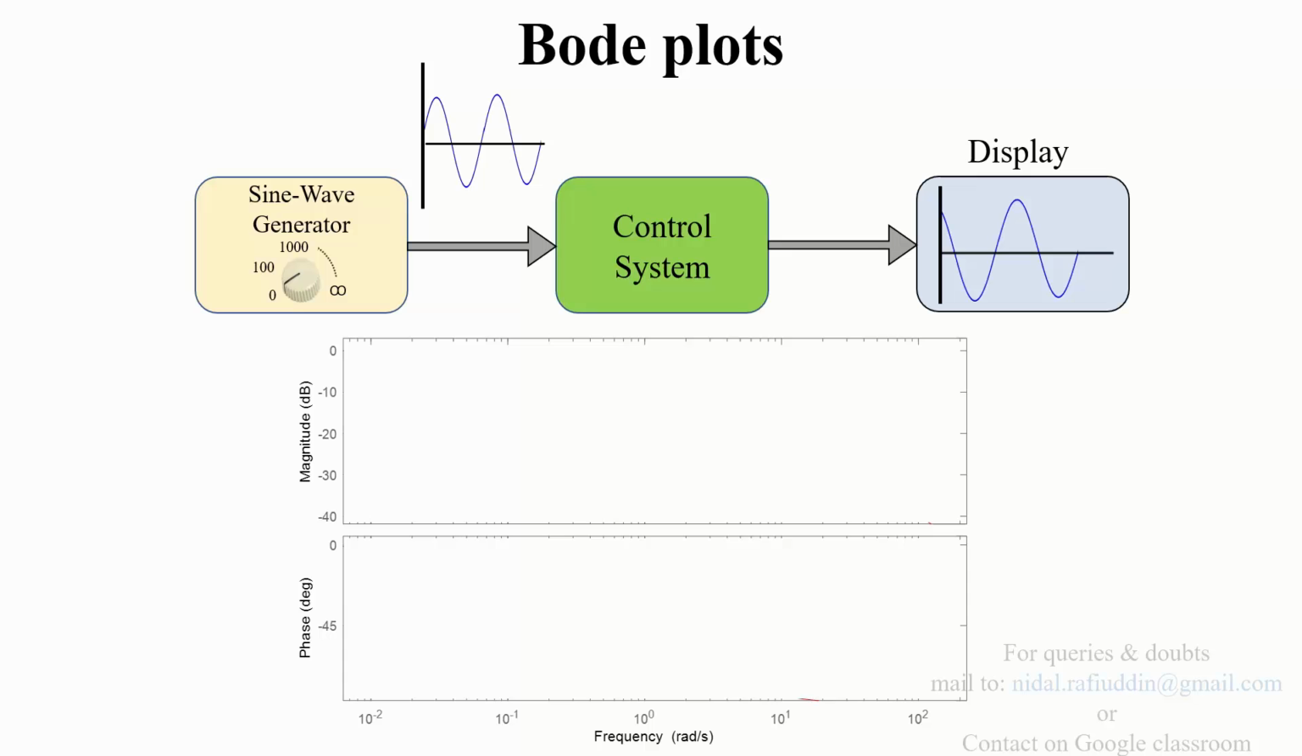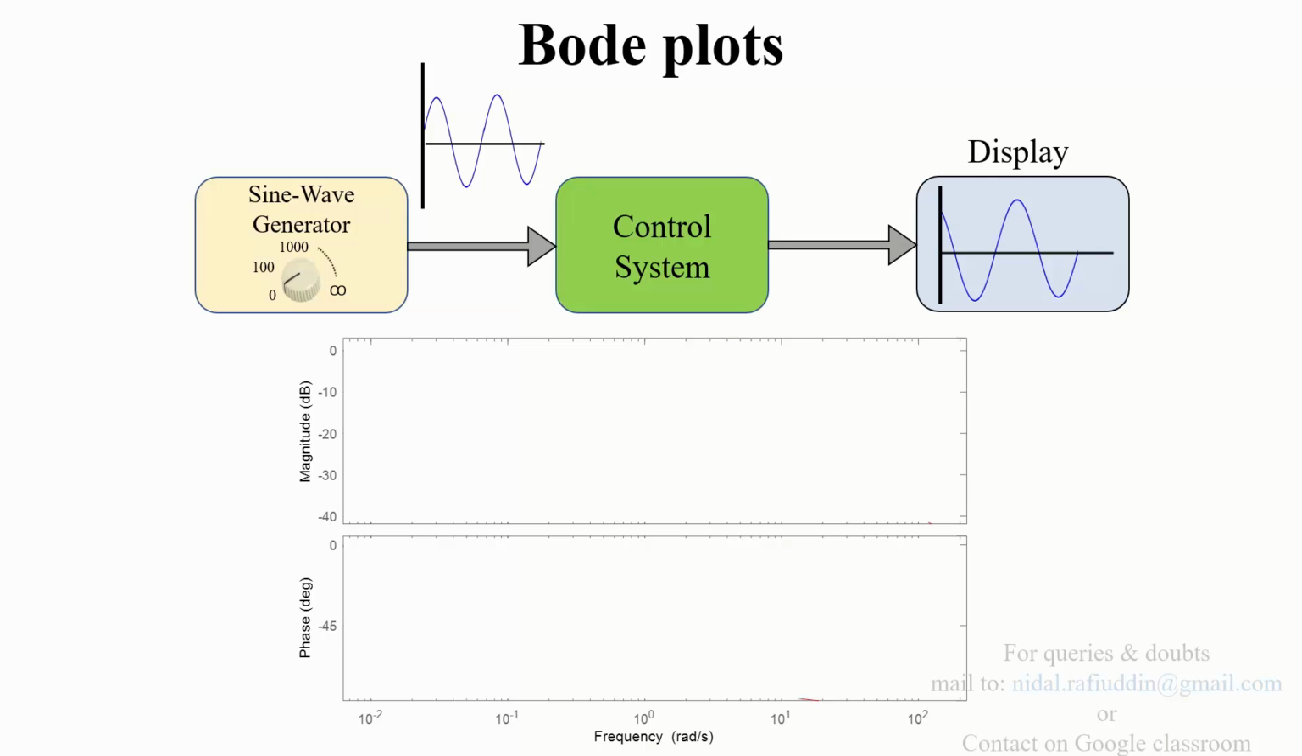So the concept of Bode plot can be understood by the given block representation, where we are trying to hypothesize the concept of Bode plot by connecting a sine wave generator that is capable of generating frequency from 0 to infinity. This is just to explain the concept of Bode plot. The sine wave generator will be producing sine waves of a fixed amplitude but varying frequency, which will be fed to the control system.